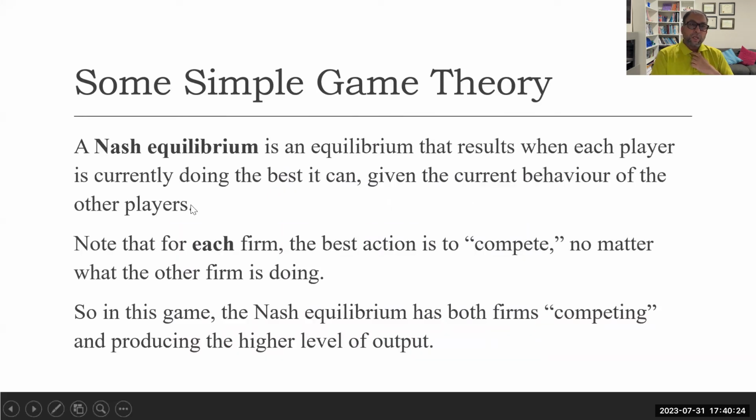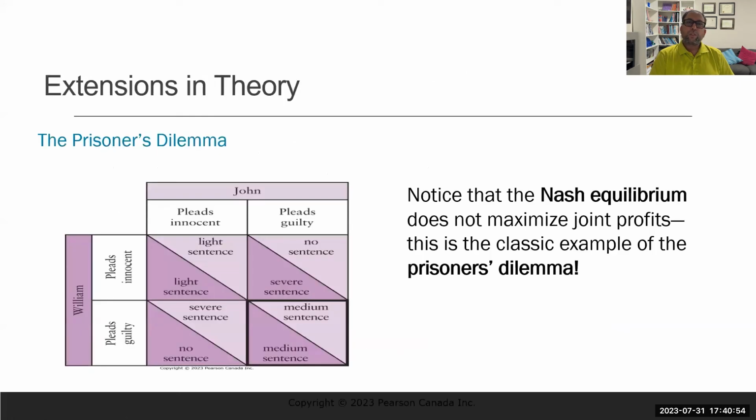So Nash equilibrium. Now, why would you call them Nash? Because Nash was an economist and mathematician, and he introduced this idea of a Nash equilibrium. It is an equilibrium that results when each player is doing the best it can, given the current behavior of the other players. So note that for each of the firms, the best action is to compete no matter what the other firm is doing. So in this game, the Nash equilibrium has both firms competing and producing the highest level of output.